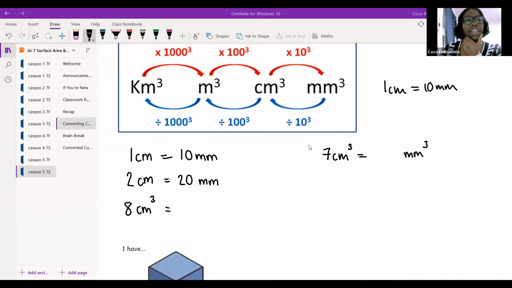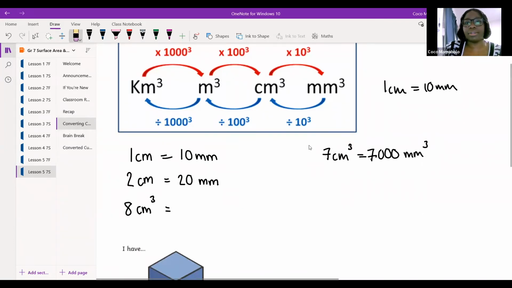Let me see who's going to get there first. That's it. Excellent. Okay, in this case, I've already cubed it. So all I need to do is just write 7 and go 1, 2, 3. I'm not doing 7 times 7 times 7. I'm just doing 7. I've already made it to the answer. My answer was 7 centimeters cubed. So all I need to do is just add 3 zeros.